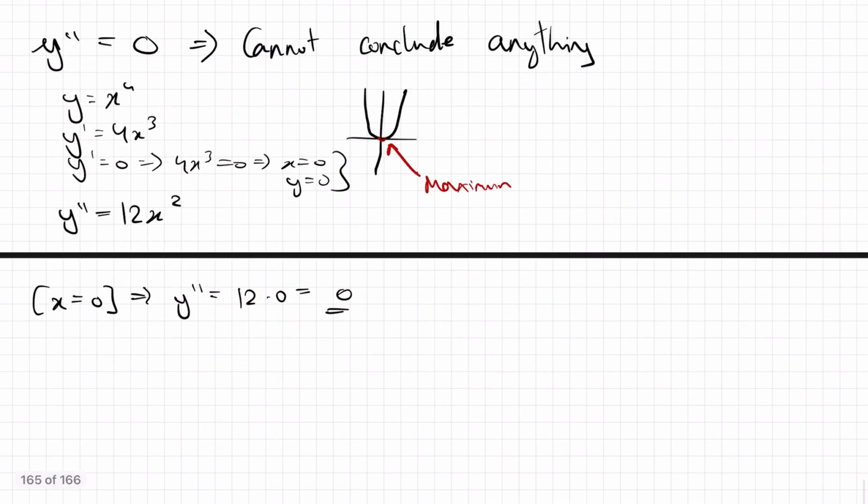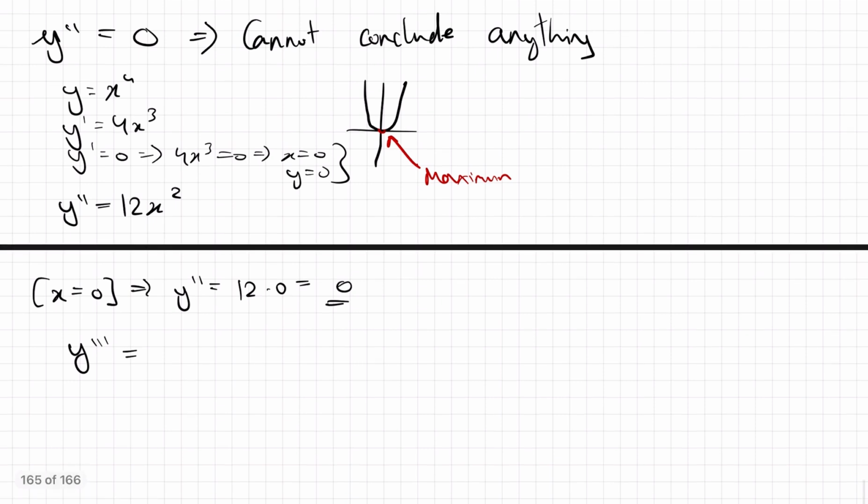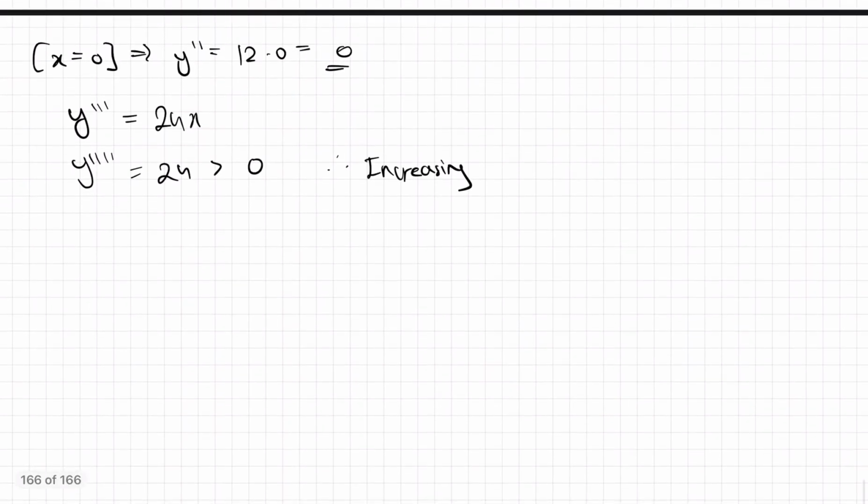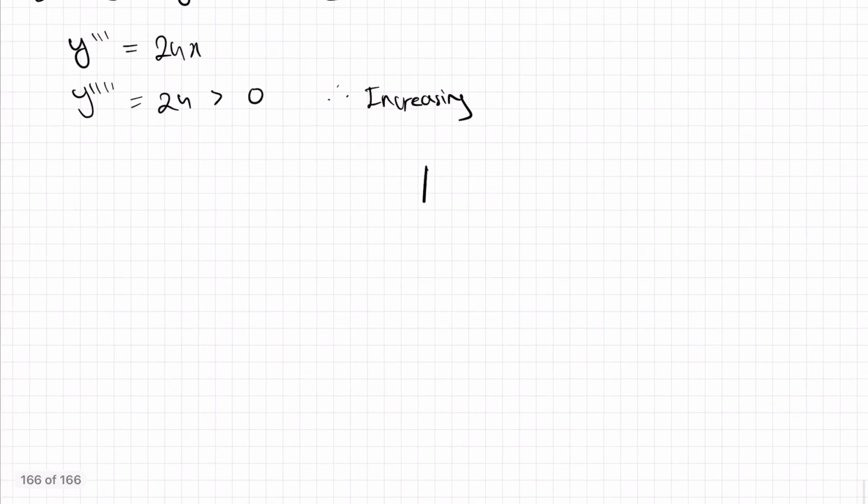Well, that's just because this has a few extra layers. But what we can do is just keep on differentiating until we get something which doesn't give us a 0. So 24x, and then the fourth derivative is going to be just 24, which is greater than 0. So that allows us to conclude that this function at x equals 0 is a minimum. That's what you do if you get a 0 and you actually want to conclude.